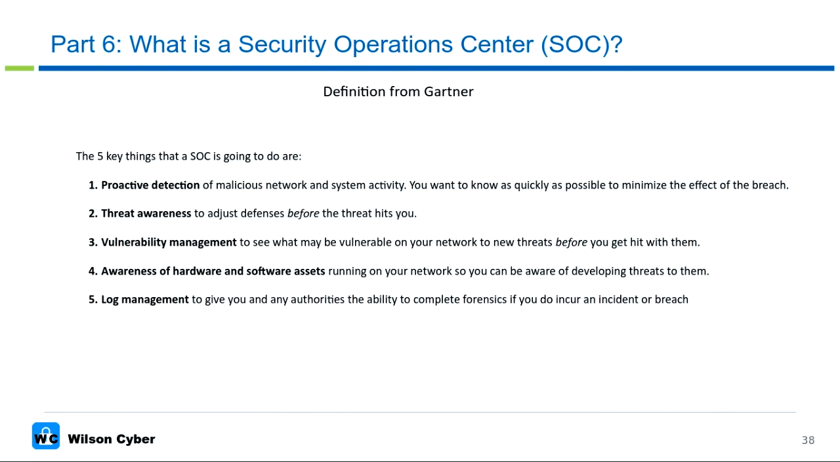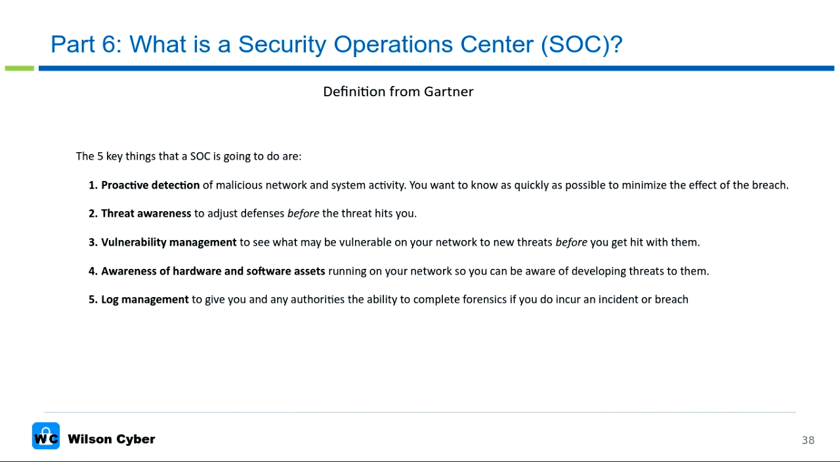Secondly, threat awareness, to adjust defenses before the threat hits you. And once again, the NIST cybersecurity framework and the operational controls that we just discussed all map to a cyber attack based on the Lockheed Martin cyber kill chain. Some of those controls are in place before the attack, some are in place during the attack, and some are in place after the attack. Vulnerability management, to see what may be vulnerable in the network to new threats before you get hit with them. Once again, the controls mitigate vulnerabilities.